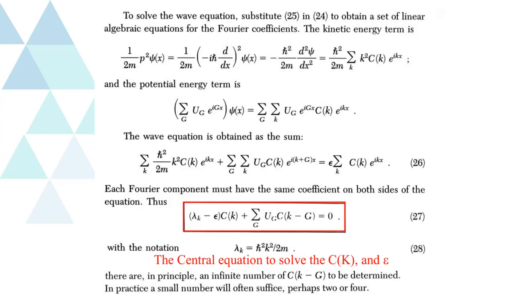For a particular wave vector k and associated coefficient ck, the only other coefficient we need to know to solve for energy is the coefficient shifted by g vector, that is c(k minus g).